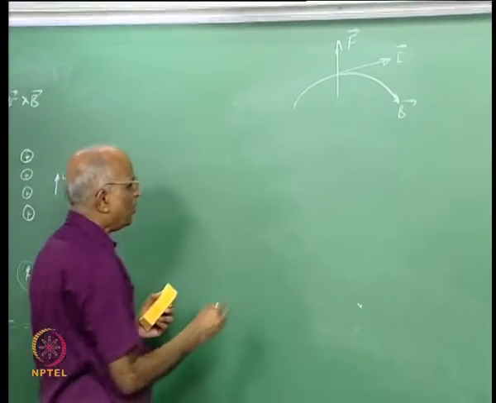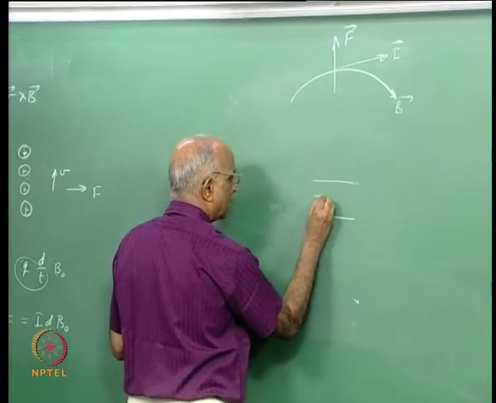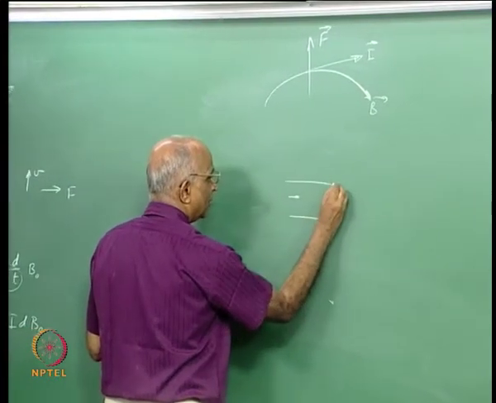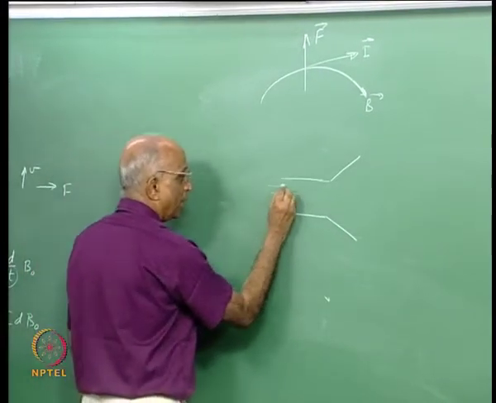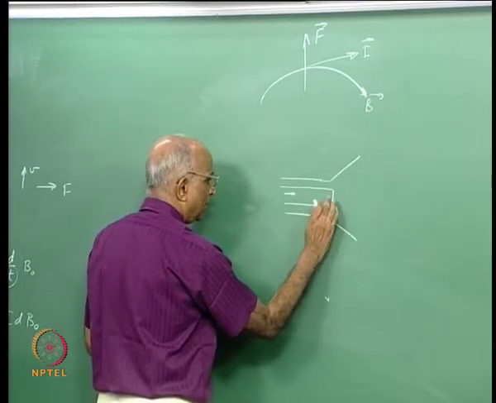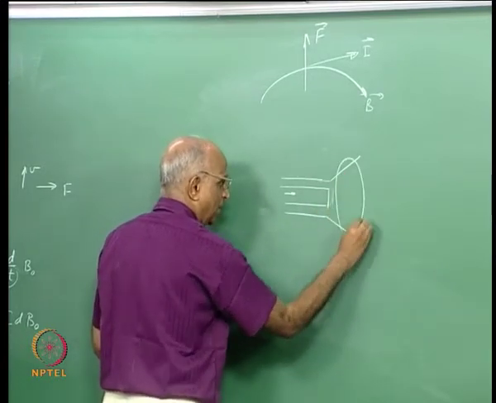Let us see the construction of it. I have a chamber which comes like this, and maybe I pass my gas or my charge into this. I have a construction like this, maybe I put a material over here, and maybe I have a magnetic field in this particular direction.